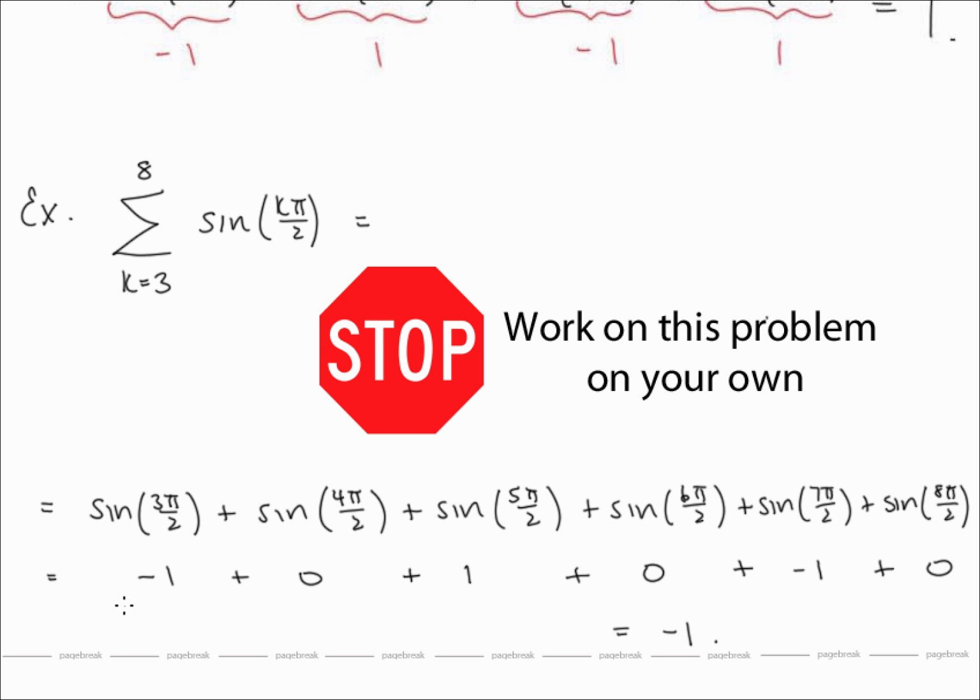And so evaluating here, we have sine of 3 pi over 2, which is negative 1. Sine of 2 pi is equal to 0. Sine of 5 pi over 2 is positive 1. It's the same as sine of pi over 2. Sine of 3 pi is equal to 0. Sine of 7 pi over 2 is equal to negative 1. And sine of 4 pi is equal to 0. So totaling this up, we get a negative 1.